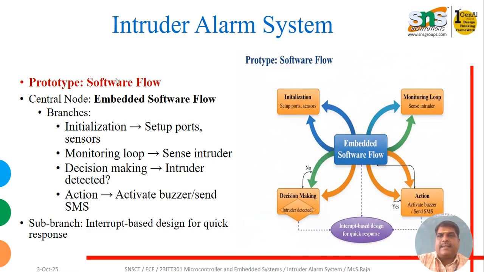Next, the important one, the prototype software flow. The software flow consists of initialization, that is setting up ports and sensors, then the monitoring loop, that is sensing the intruder, then decision making, that is whether the intruder is detected or not. If the intruder is detected, we have to take action like activating buzzers and sending SMS. The sub-branch is an interrupt-based design for quick response.